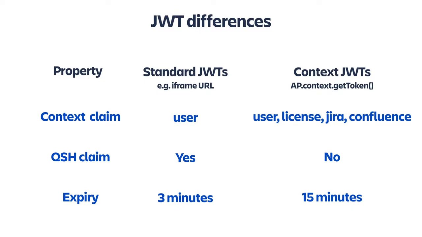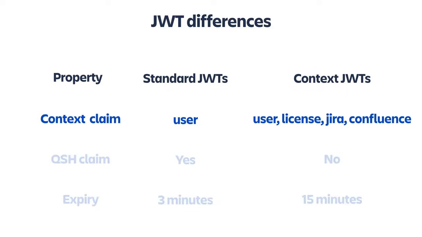The JWTs returned by the new getToken JavaScript API are slightly different to the JWTs used elsewhere in Connect, for example, the JWTs that Connect signs non-cacheable iframe URLs with. Let's compare the differences. Here's a comparison between the two types of JWTs. The context claim in the JWTs returned by getToken has been expanded to provide the information that apps are able to request in app descriptor URL templates. For example, a Jira app will be able to retrieve the details about the current project.